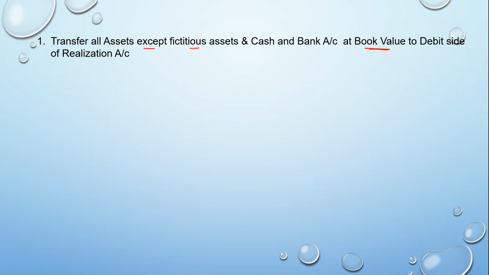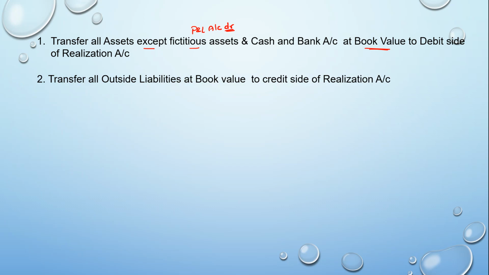The commonly made mistake is that you confuse what is fictitious asset. Goodwill is not a fictitious asset. Goodwill is an intangible asset. Fictitious assets are in the form of profit and loss account, debit balance, which might be found in the asset side of the balance sheet, or it might be advertisement expense account and so on. And cash and bank account is opened separately when there is dissolution of the firm, and that is why we do not transfer it.